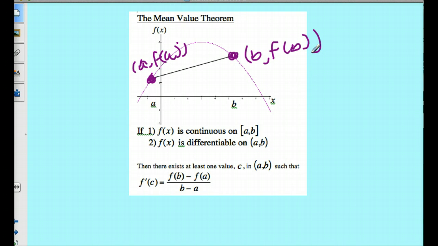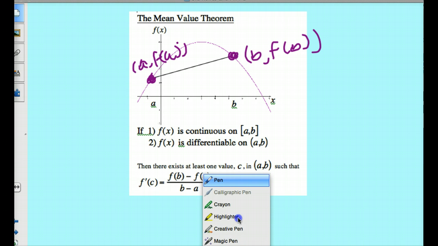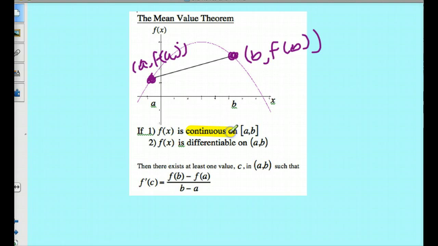Well, what we want to take a look at is we need to make sure two conditions are true. Number one, we want to make sure that f is continuous. So as a reminder, that means we can't have any holes, jumps, or gaps. So if you take a look at this, I notice I don't have any holes, jumps, or gaps. We also have to make sure that this is differentiable. So that means we need to make sure that there's a derivative along this curve.